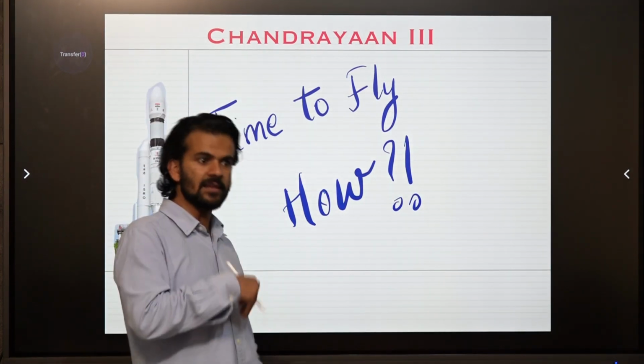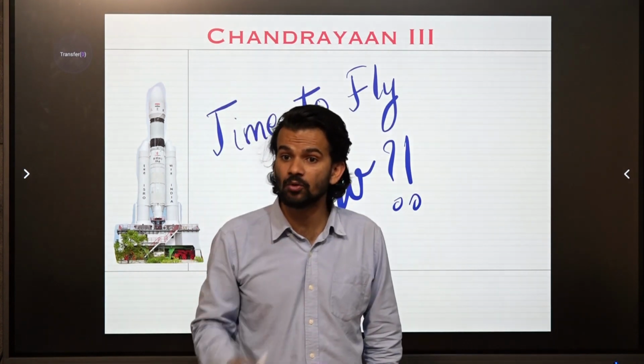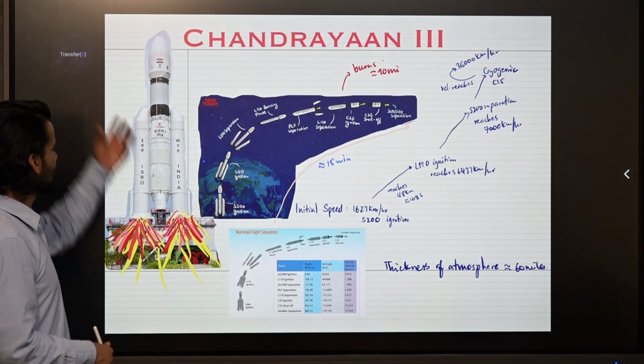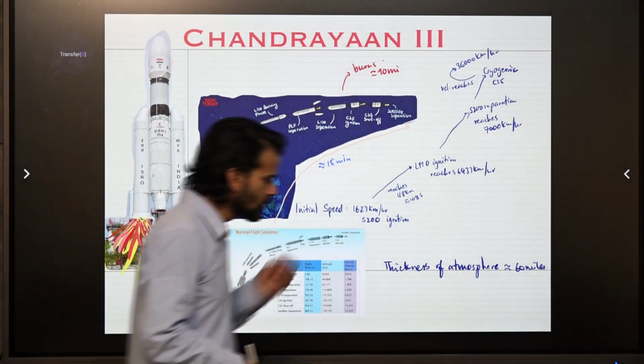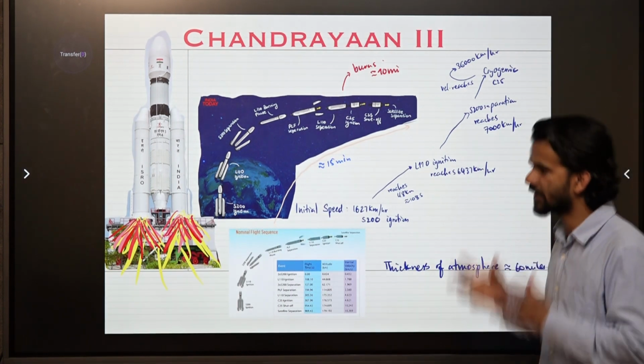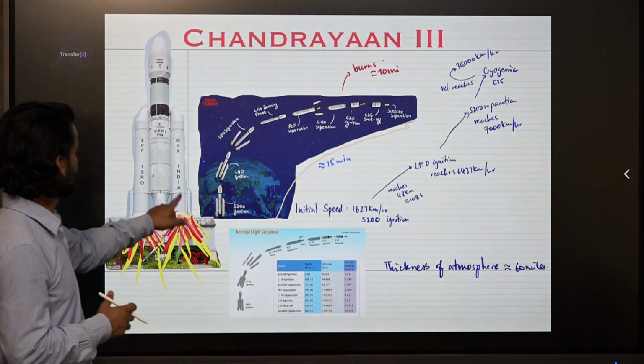By being here, you can do things there. And you can make machines that can do these things. So, you see, this is Chandrayaan. Now we know the various parts of the Chandrayaan mission, the rocket, right? You have the boosters here.